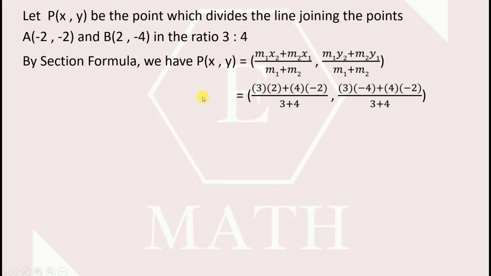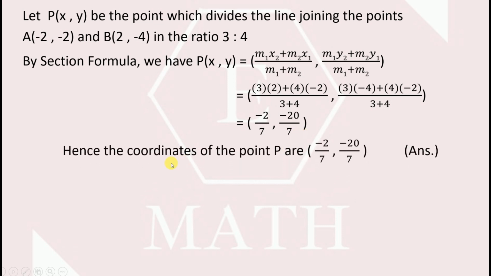Okay, so by substituting we get this step, and in the next step after simplification, we get -2 by 7, -20 by 7. So these are the coordinates of the point P, right? So this is how we can find the coordinates of the point P by using the section formula.